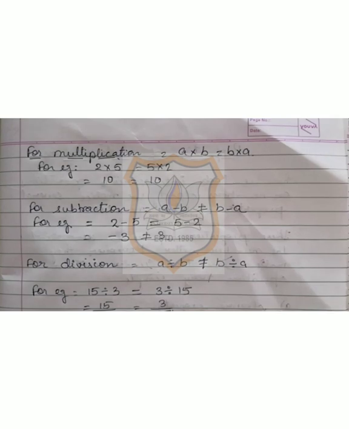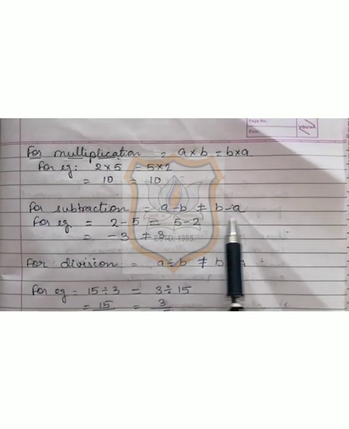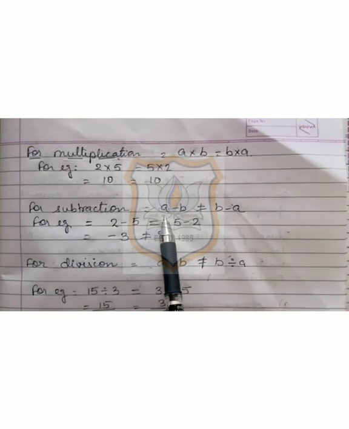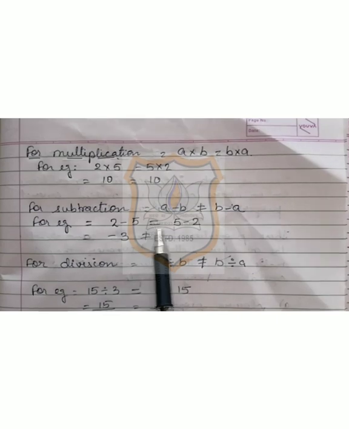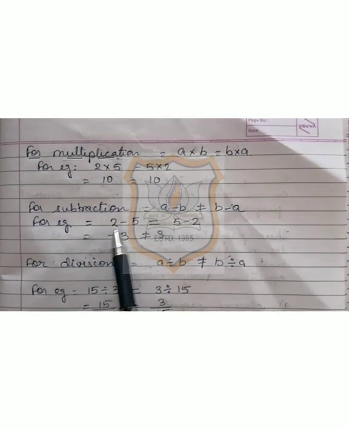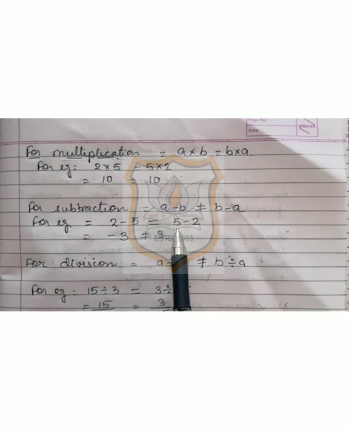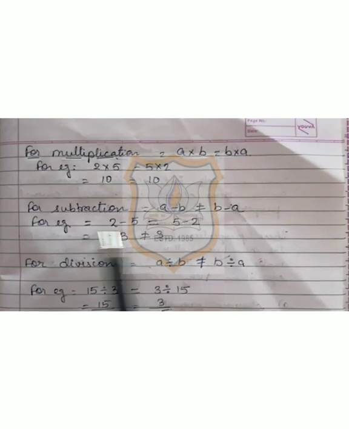Next is for subtraction. The commutative property doesn't work on subtraction of the whole numbers. So here a minus b is not equals to b minus a. For example, if the value of a is 2 and the value of b is 5, so 2 minus 5 is not equals to 5 minus 2. If we calculate this, by subtracting 5 from 2, 2 is a smaller number, so we will get the answer minus 3, and by subtracting 2 from 5, we get the answer 3. So these two are not equal numbers. So we can say that the commutative property of whole numbers does not work for subtraction.